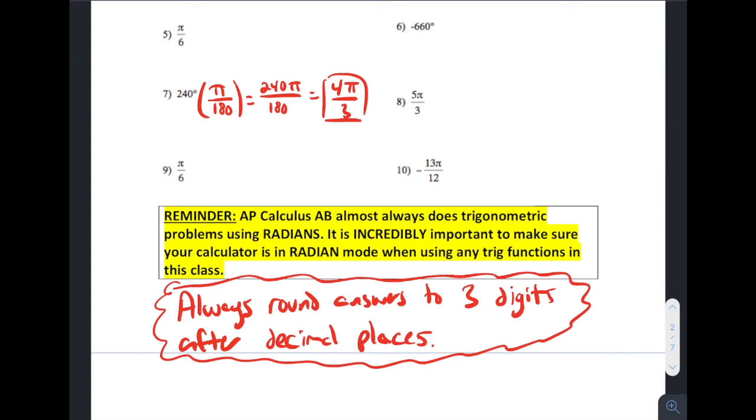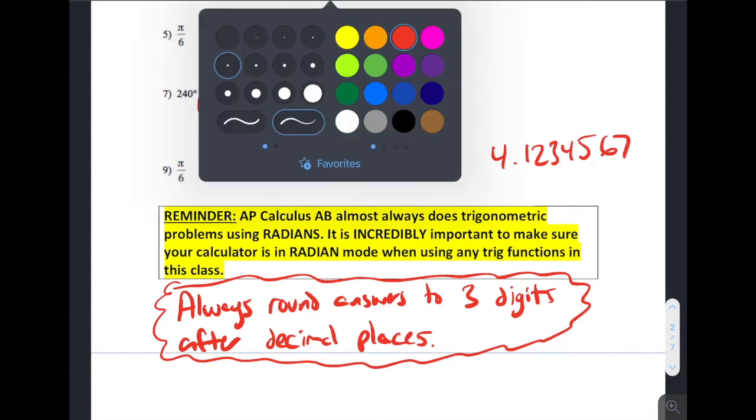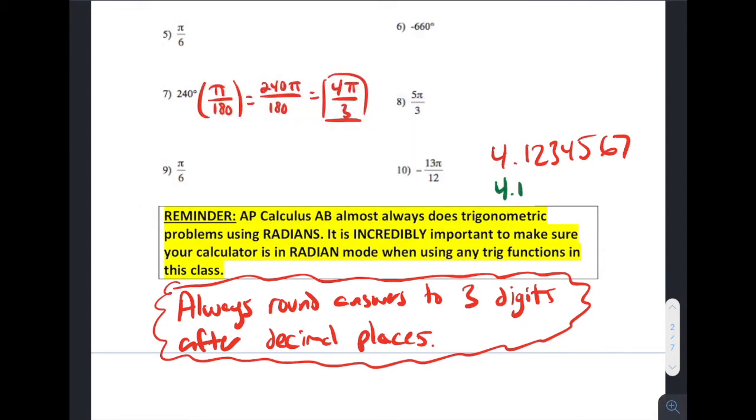An example of that is if I had a number like 4.123456 7. If we were going to round to 3 digits after the decimal place, that would look like 4.123. That would be my answer for that rounded work. You could either truncate it, aka cut all of those digits off after the 3rd digit, or you can round. So if this were a 9 here, then maybe this would become a 4. In that case, 4.123 would be acceptable, or 4.124 would be acceptable. But we always round answers to 3 digits after the decimal place in AP Calculus.